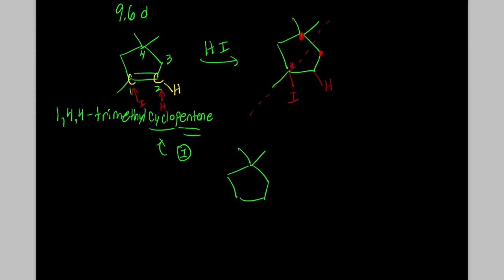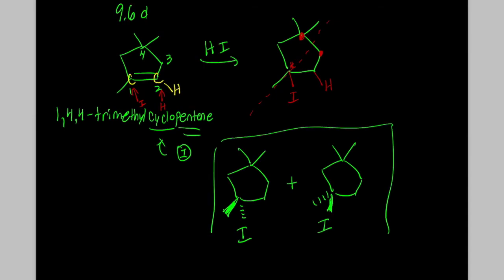So those methyl groups, you don't need to use wedges or dashes on that because there's just two methyl groups. But for this, we do need to show stereochemistry. So the methyl group could be on a wedge, the iodine could be on a dash, and the other way around. Okay, so that's going to be the products there.